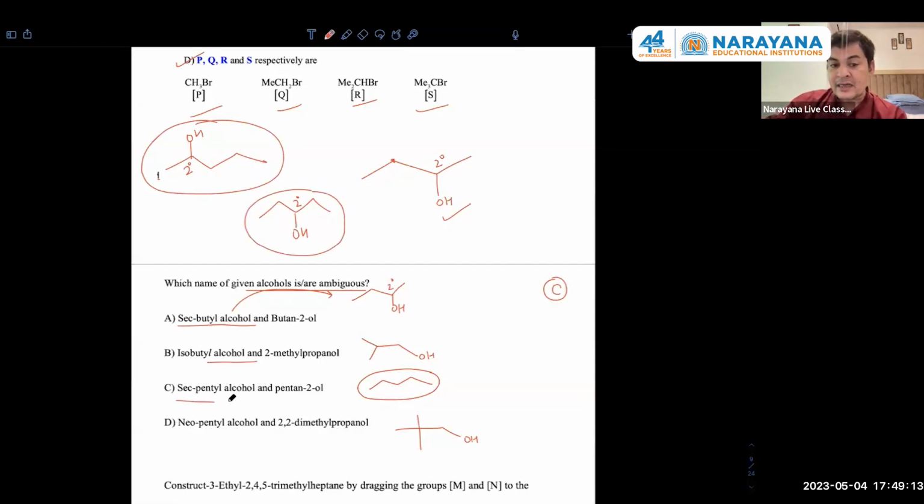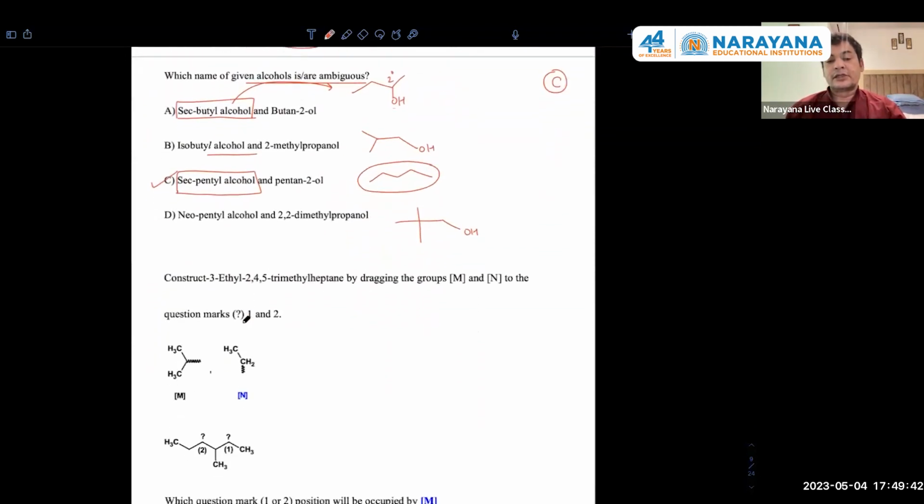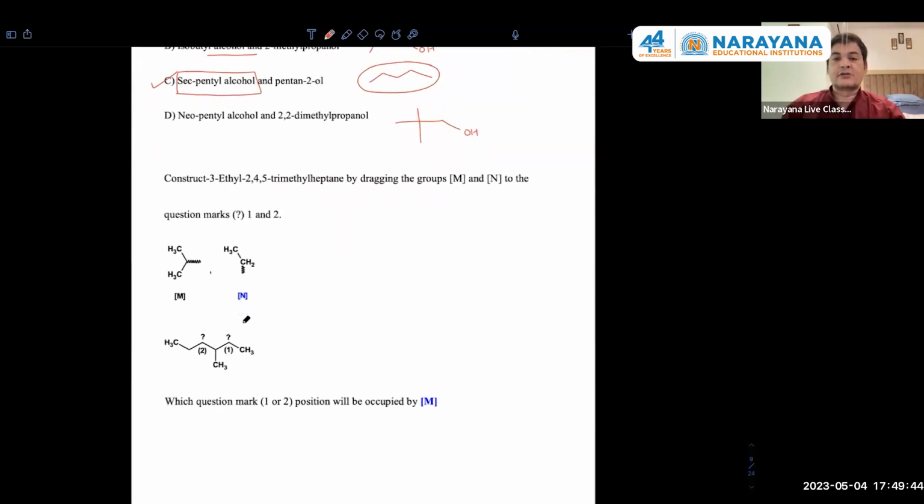So secondary pentyl alcohol is an ambiguous name, because there are two compounds, and they cannot have the same common name. That is not correct, because a common name should fit a single compound. So secondary pentyl alcohol is the wrong one, because two compounds cannot have the same common name. Right. Good. Okay.